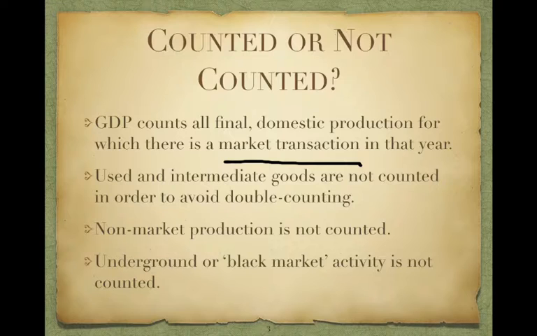Okay, so this is going to get rid of used and intermediate goods because we don't want to double count them. If we double count them, we talked about inflation before. This would cause inflation to increase at a faster rate than the economy could necessarily keep up with. Okay, we're also not going to count non-market production.